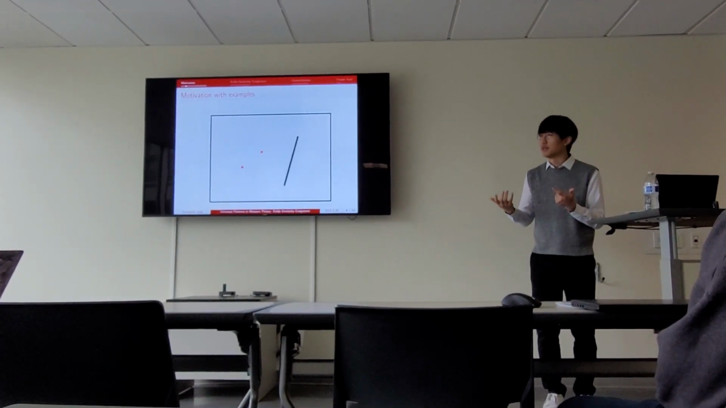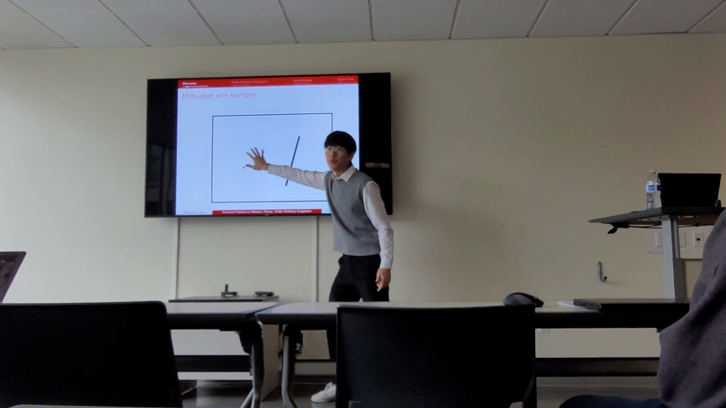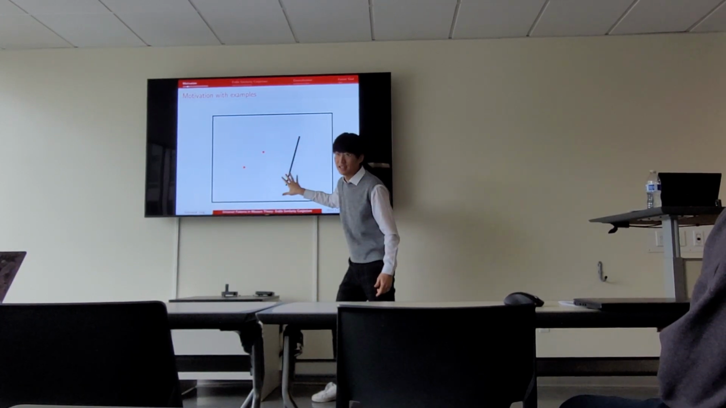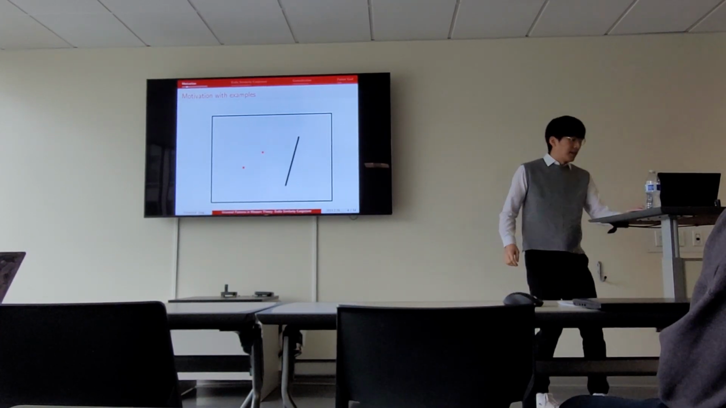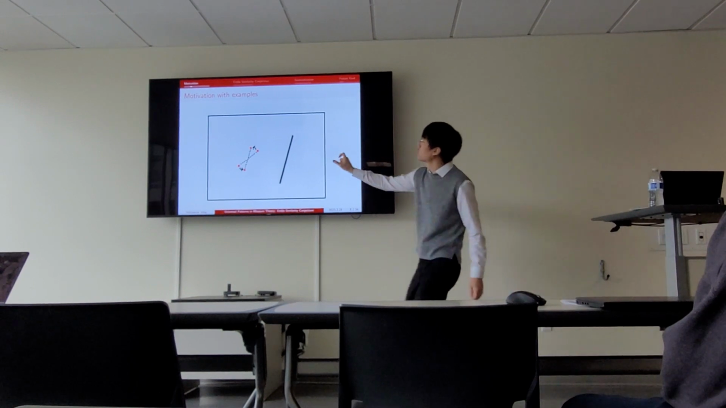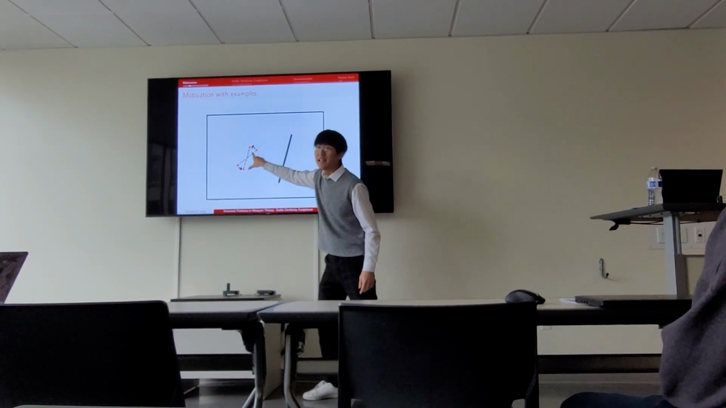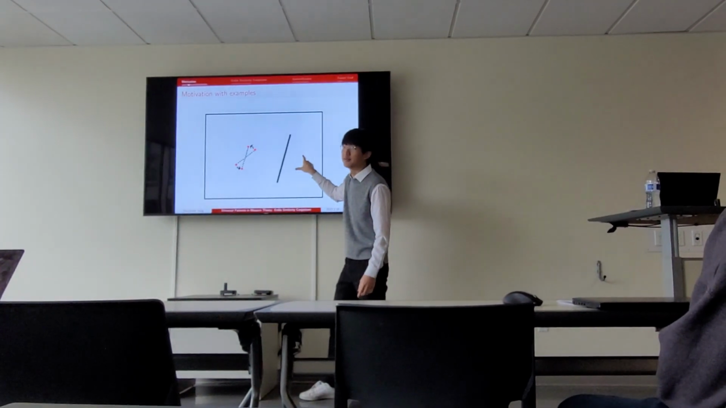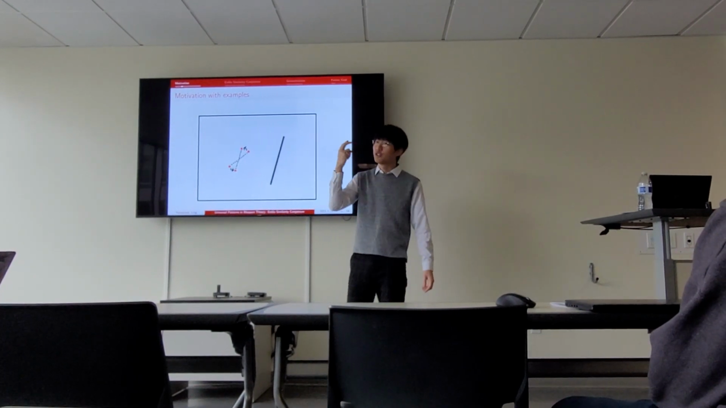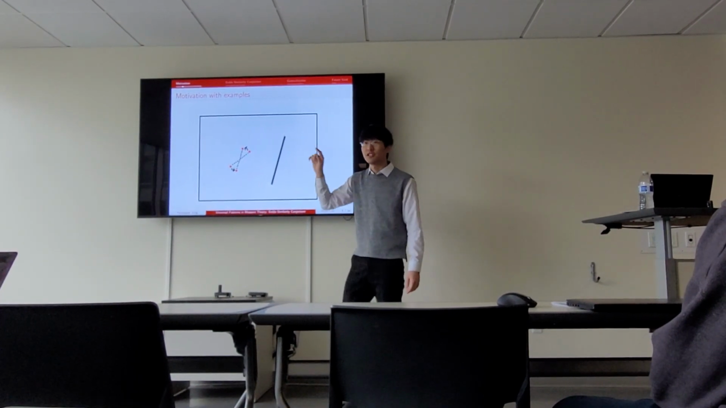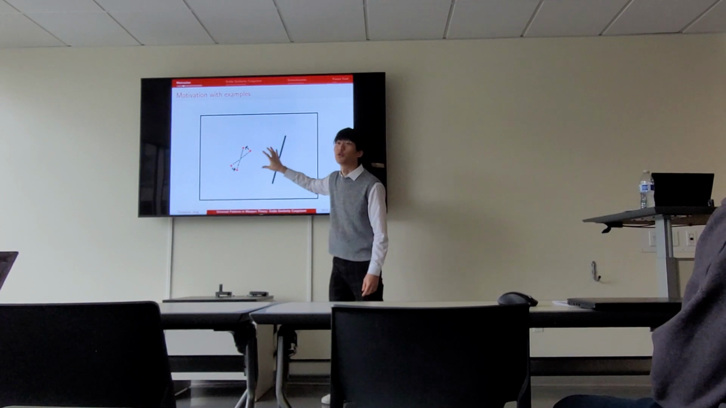What if I have 2 points? Can I translate this set of 2 points to put on this line segment? The answer is no, because I would have to rotate it so that it will be parallel, and then I can translate it on top of this line segment. So I'm going to use 2 operations here. One is translation, another one is rotation.